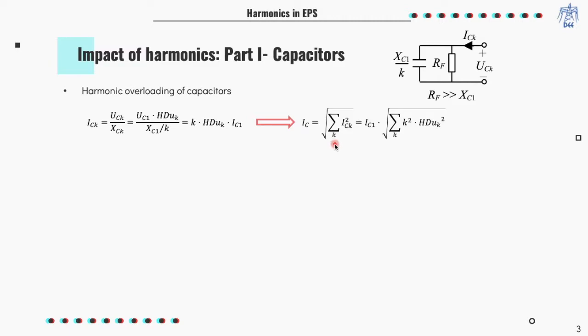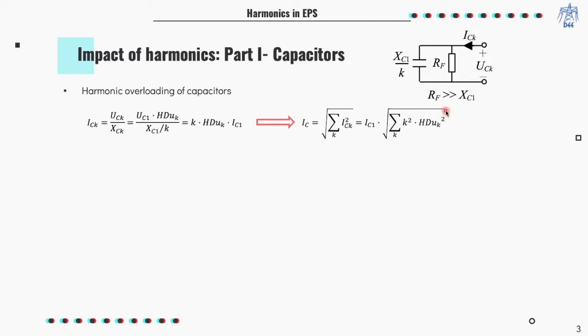If the supply voltage doesn't contain harmonics, the root mean square value of the capacitor current is equal to the fundamental current, while if the supply voltage contains harmonics, the capacitor current depends on the fundamental current multiplied by a factor which depends on the square of the harmonic order and the harmonic voltage distortion. The greater the harmonic voltage distortion, the greater the capacitor current, which may produce an overload of the capacitor banks.